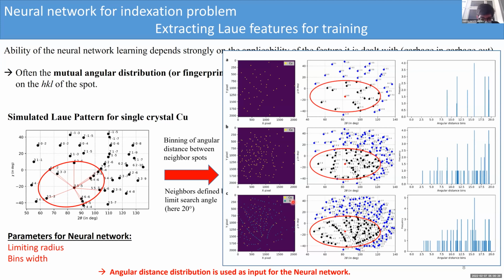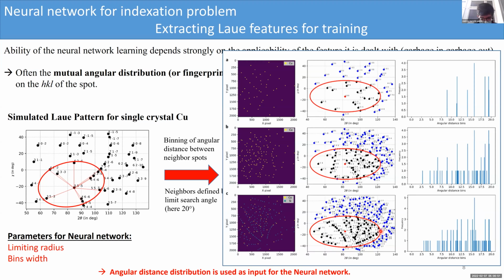In general, from the experimental patterns, you cannot really say whether the spot belongs to a copper phase or a silicon phase or any other material. Hence we have simulated such cases, and we are trying to teach the neural network that if you see certain distributions of angles around a spot, then this should belong to this material or not.